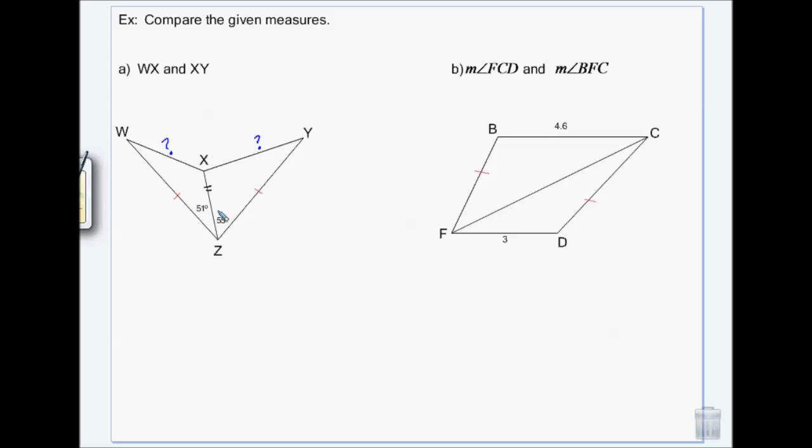This angle is bigger than this angle, correct? Yeah, that's what I'm saying. So WX is going to be less than XY. So smaller angle, smaller side. Larger angle, larger side.